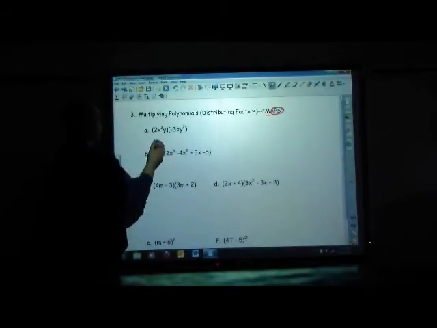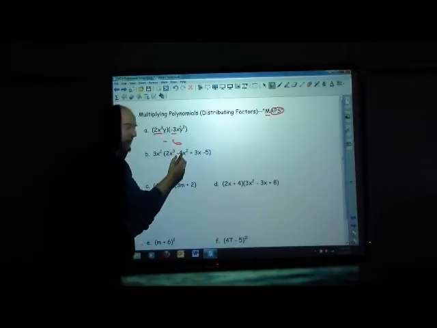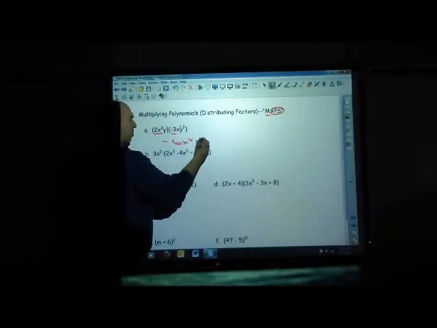So, we're multiplying. 2 times negative 3 is negative 6. Here's 3 x factors. Here's another one. You add those powers. So negative 6x to the 4th, y to the 3rd.